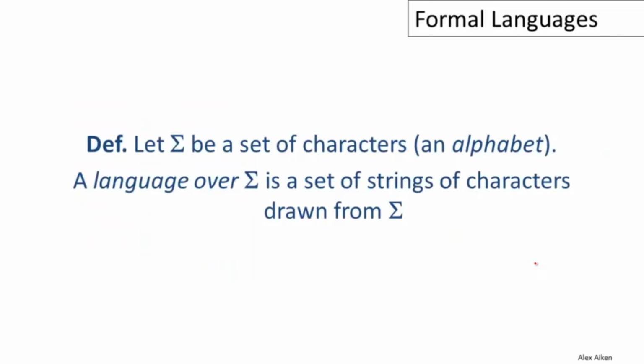So let's begin with a definition. A formal language has an alphabet, so some set of letters sigma, and then a language over that alphabet is just a set of strings of characters drawn from the alphabet. So in the case of regular languages, we had certain ways of building up sets of strings of characters, but other kinds of languages would have different sets of strings. And in general, a formal language is just any set of strings over some alphabet.